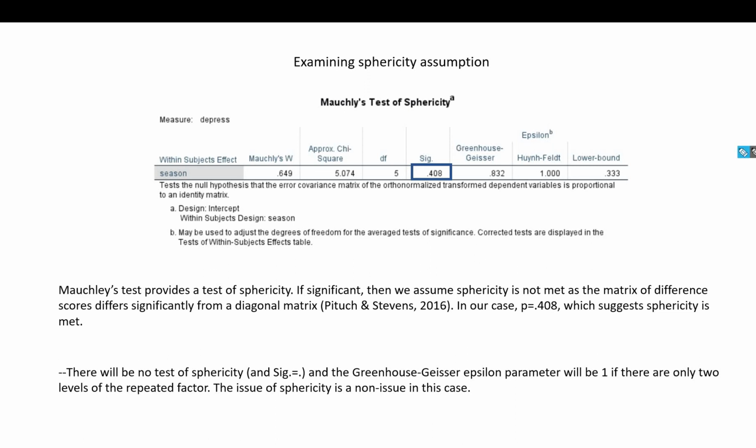Now before I move on, let me also note that if you have a situation where you have 2 repeated measurements, then in that particular case, there's no sphericity information that's really provided. Basically, in the sig column right here, it will be empty, maybe with a little decimal, and the Greenhouse-Geisser epsilon parameter will be 1. So there's no sense in talking about the issue of sphericity when you only have 2 levels of the repeated factor.